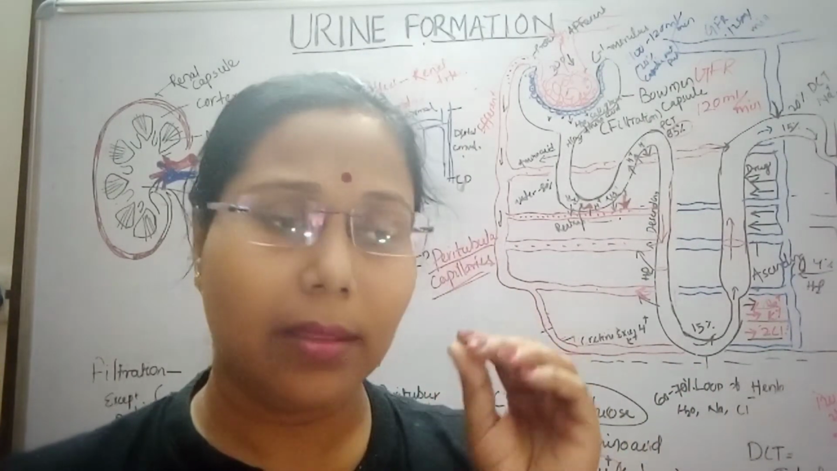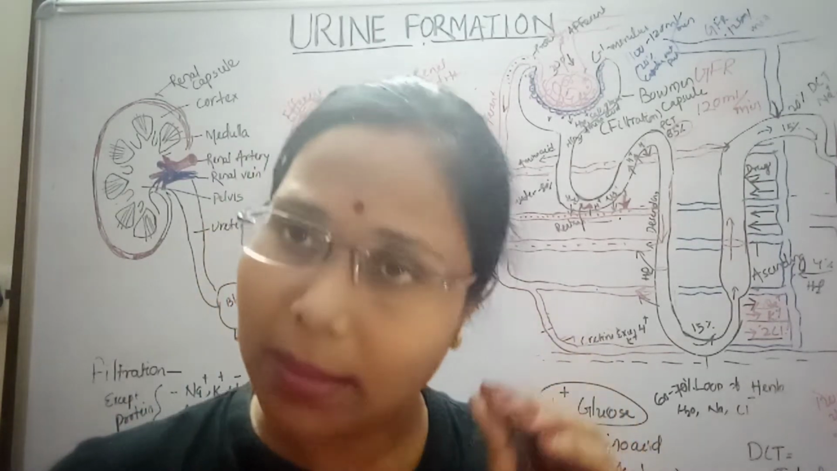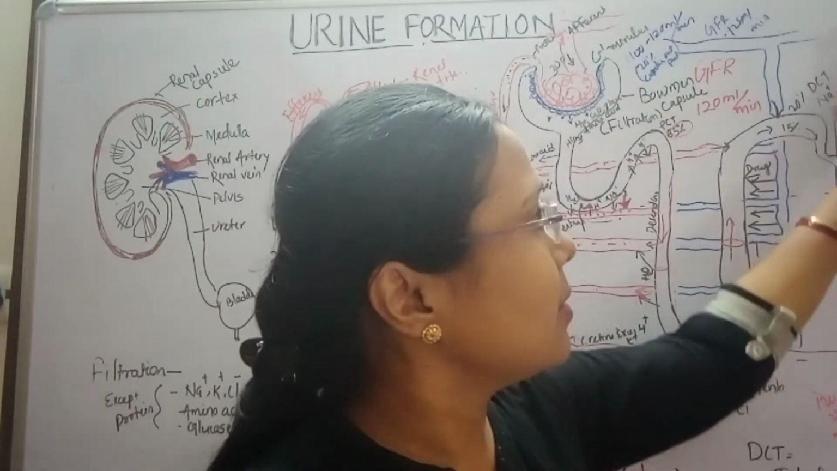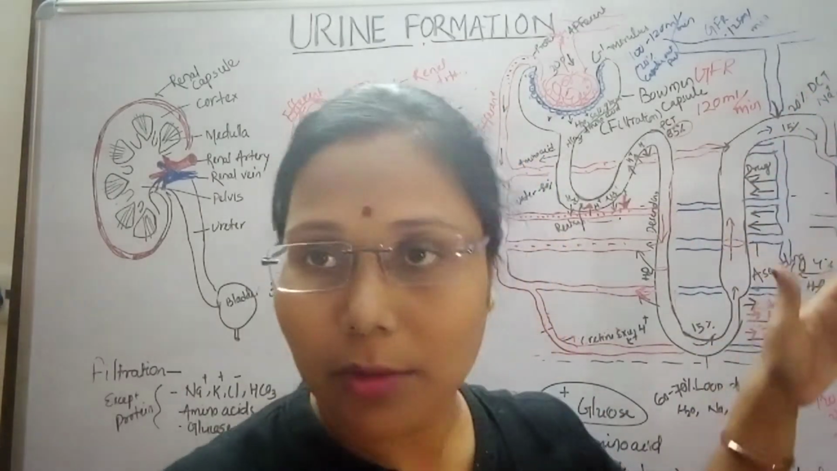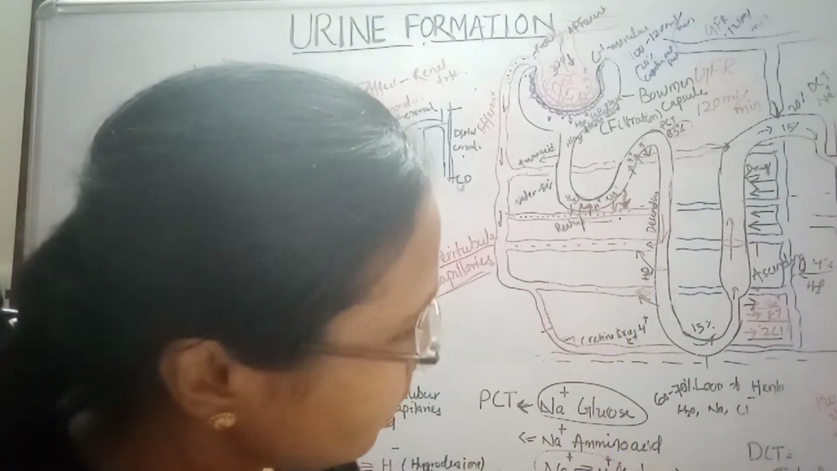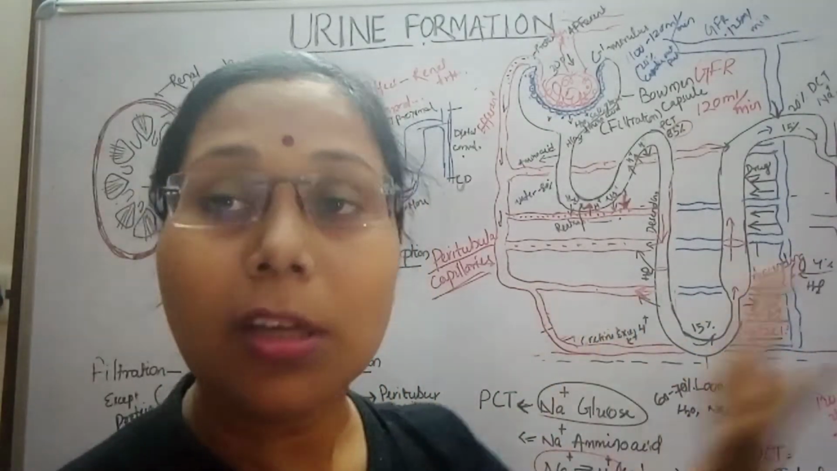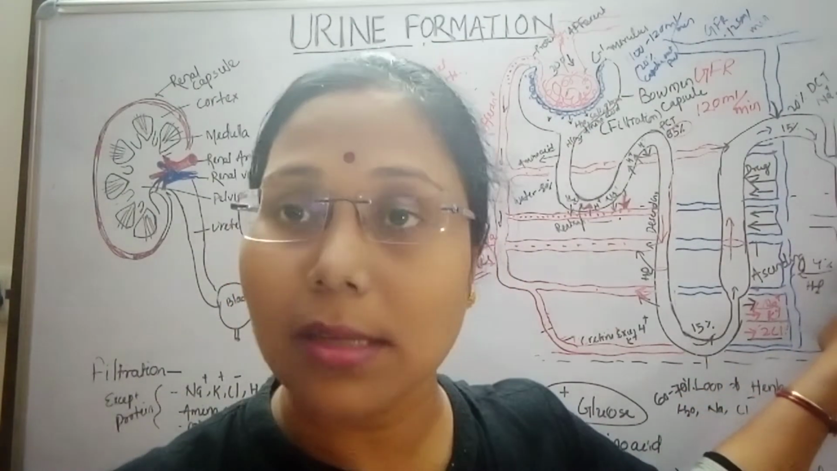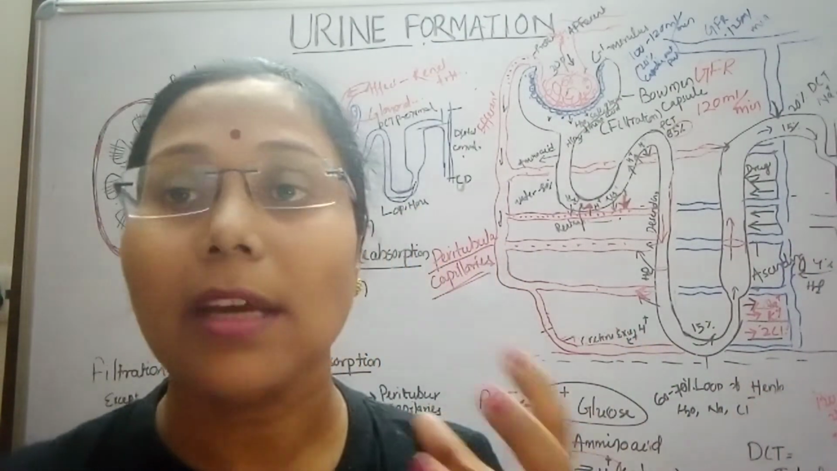That residual part must become part of the urine. So finally the waste products that are not required by our body go by the process of secretion from the peritubular capillary to the tubules, and finally they reach the collecting duct. Collecting ducts collect the urine.